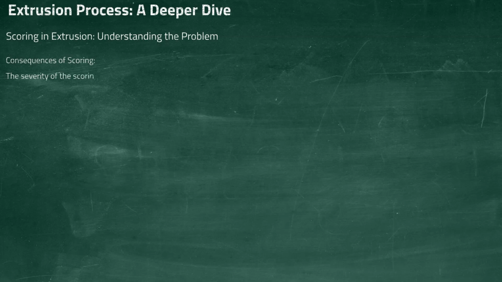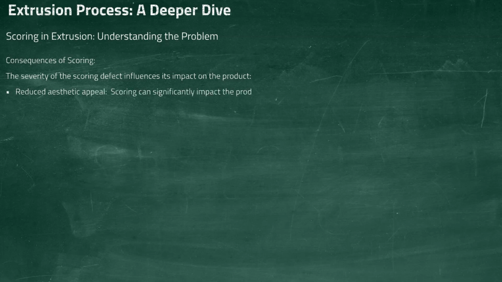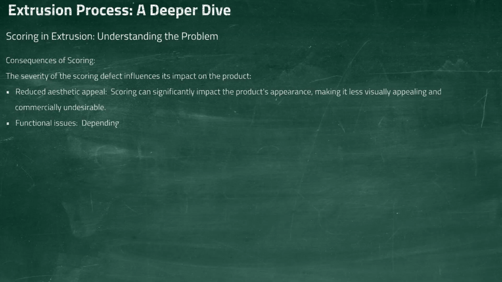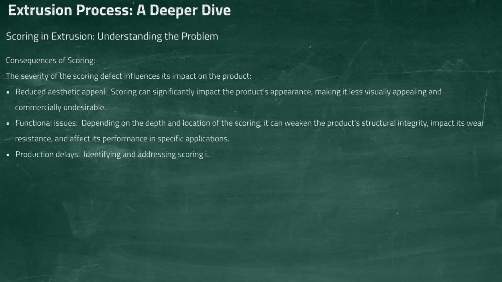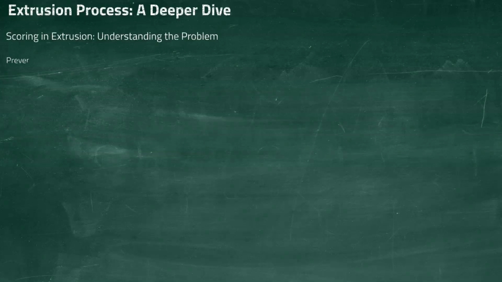Consequences of scoring. The severity of the scoring defect influences its impact on the product. Reduced aesthetic appeal: scoring can significantly impact the product's appearance, making it less visually appealing and commercially undesirable. Functional issues: depending on the depth and location of the scoring, it can weaken the product's structural integrity, impact its wear resistance, and affect its performance in specific applications. Production delays: identifying and addressing scoring issues can lead to production downtime and increased costs.